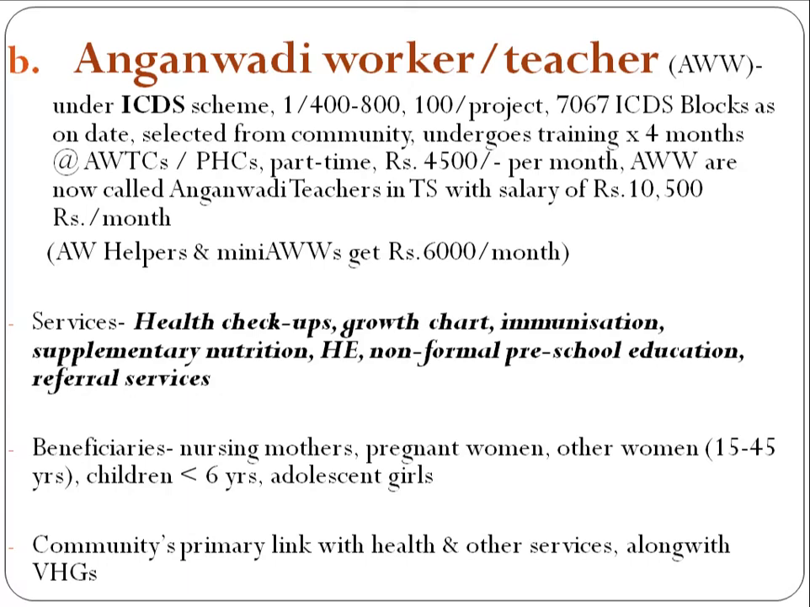Children, adolescent girls, women, pregnant women, lactating women, who? So who are the beneficiaries of the Anganwadi worker? Nursing mothers, pregnant women, other women who are in the reproductive age group, children less than 6 years, and adolescent girls who are less than 18 years of age. Now, Anganwadi worker, like the ASHA worker, is the community's primary link with health and other services, along with the village health guides. Unfortunately, village health guides is no more mentioned in your 25th edition of PAR. I don't know why.